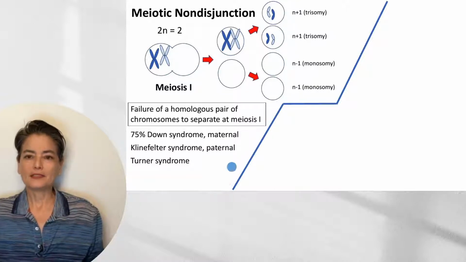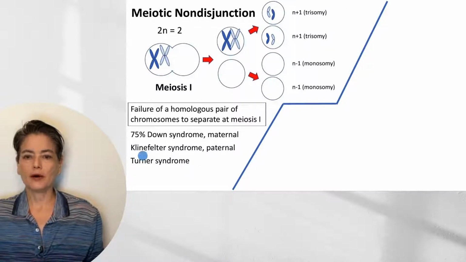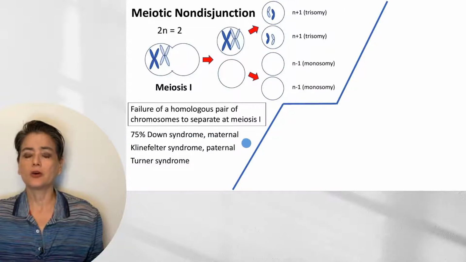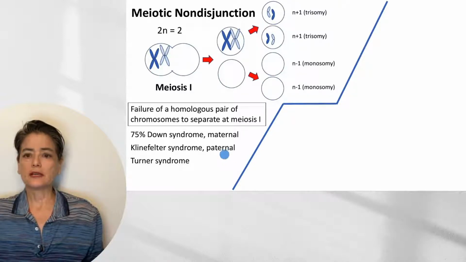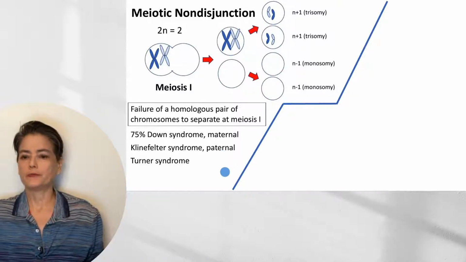Now we can see this particular meiotic non-disjunction in meiosis 1. It's the most common cause of Down syndrome, so 75% of children with Down syndrome. We also can see it in Klinefelter syndrome and Turner syndrome.